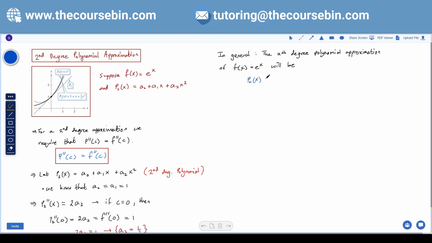p sub n of x is equal to 1 plus x plus 1/2 x squared plus 1 over 3 factorial x cubed, all the way until you get to n. So it'll turn out to be all of this summed up to 1 over n factorial times x to the power of n. All right, so we're going to say this is approximately equal to e to the power of x.